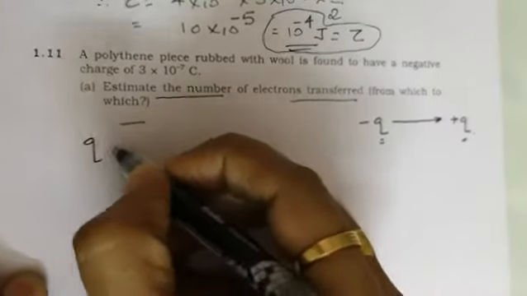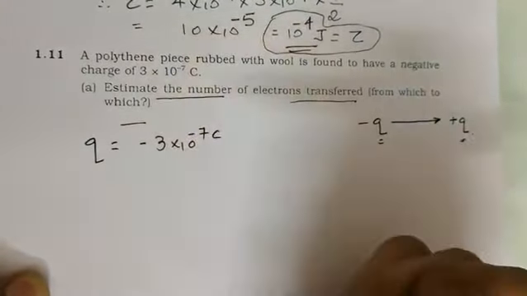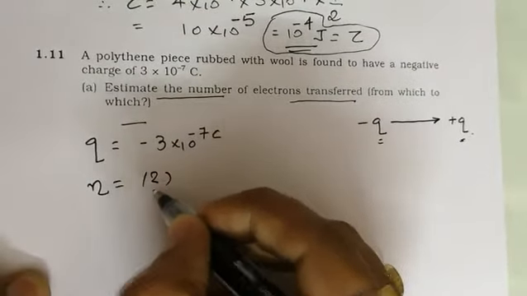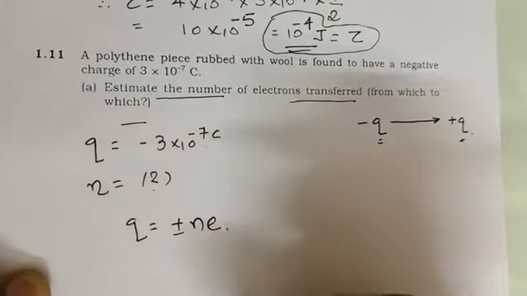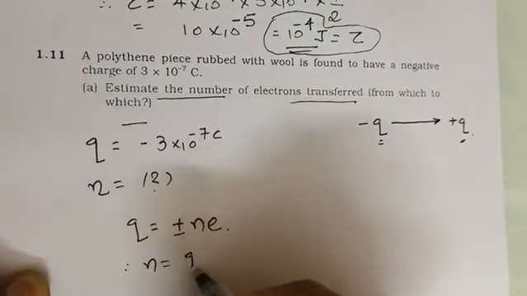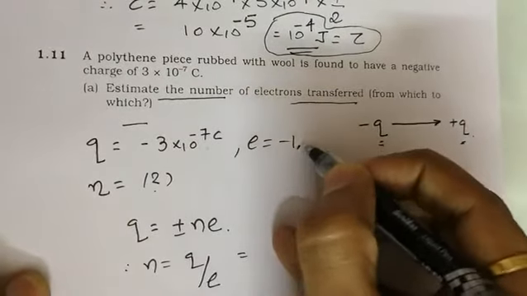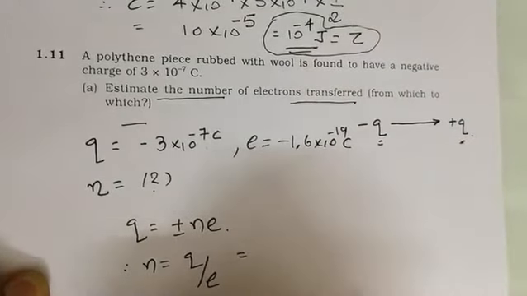I can just use that. Q is equal to minus 3 × 10^-7 coulomb. We have to find the number, so what would n be? We have seen that the charge value is plus or minus N e. So n is equal to Q by e. We are aware that the electron's charge is 1.6 × 10^-19 coulomb.